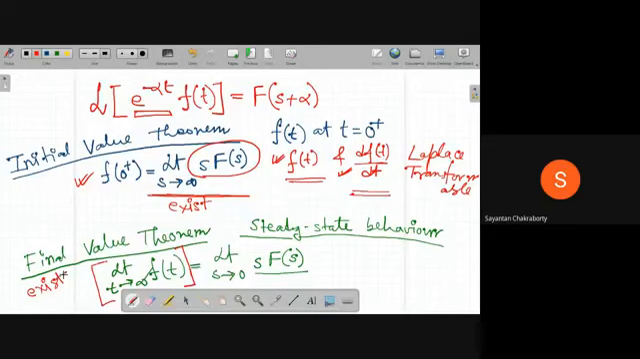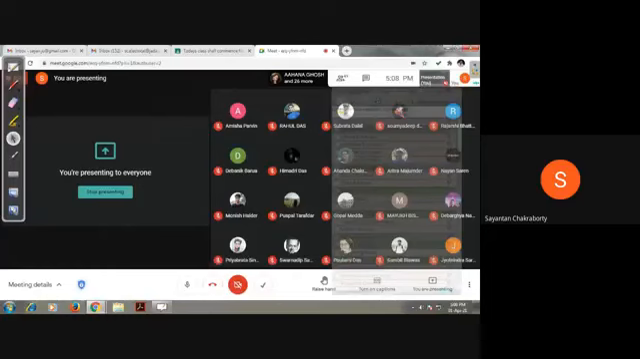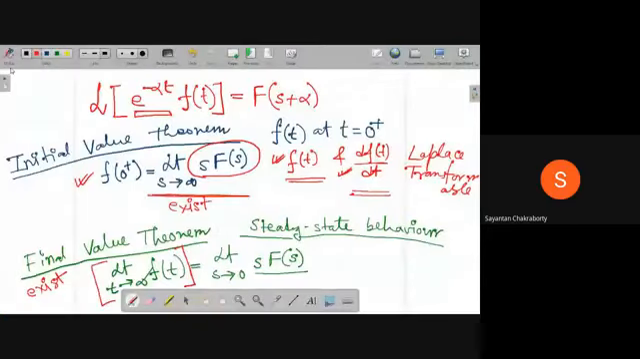right? Because if this limit doesn't exist, what does that mean? That means the system is not settling down to a particular value, or in other words, the system either has a value which is exponentially increasing with time, which is the case of an unstable system, or it is oscillating between a band of values, say v max, v min, something like this. So there are two cases where this final value theorem will not be applicable.